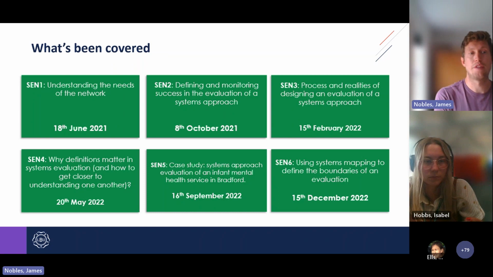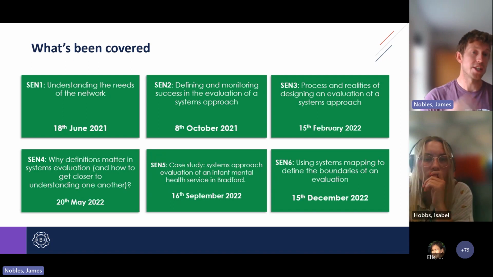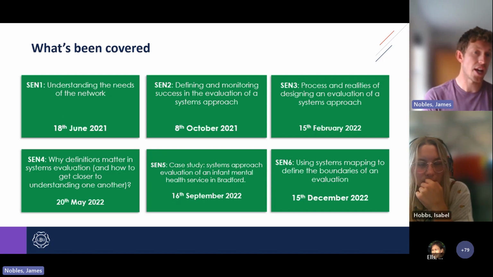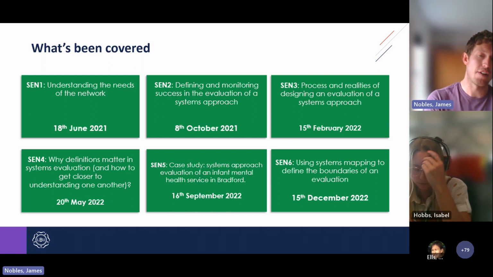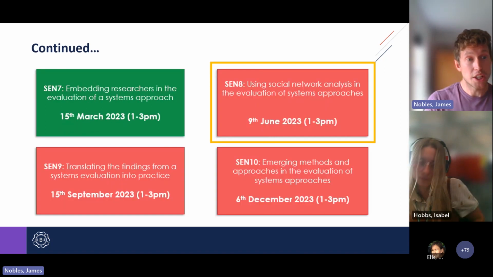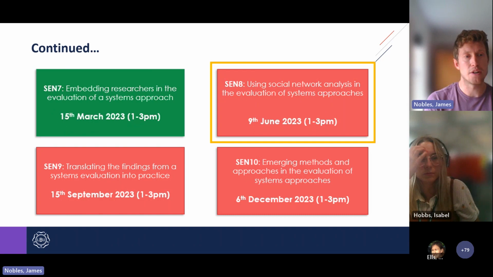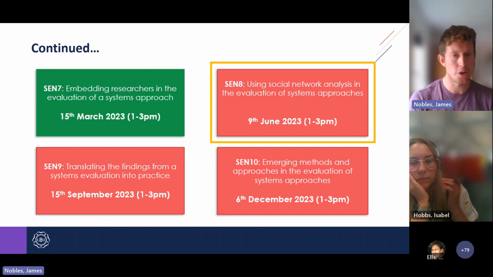The focus of those meetings has been on some of the things included in this slide here. We've looked at the ways in which people have defined and monitored success within the evaluation of a systems approach. We've had some case studies. We've looked at particular methods like systems mapping and how that can be used to define the boundaries of an evaluation. The last session, which was a really useful one too, was about the use of embedded researchers and how that can support the evaluation of these kinds of approaches.